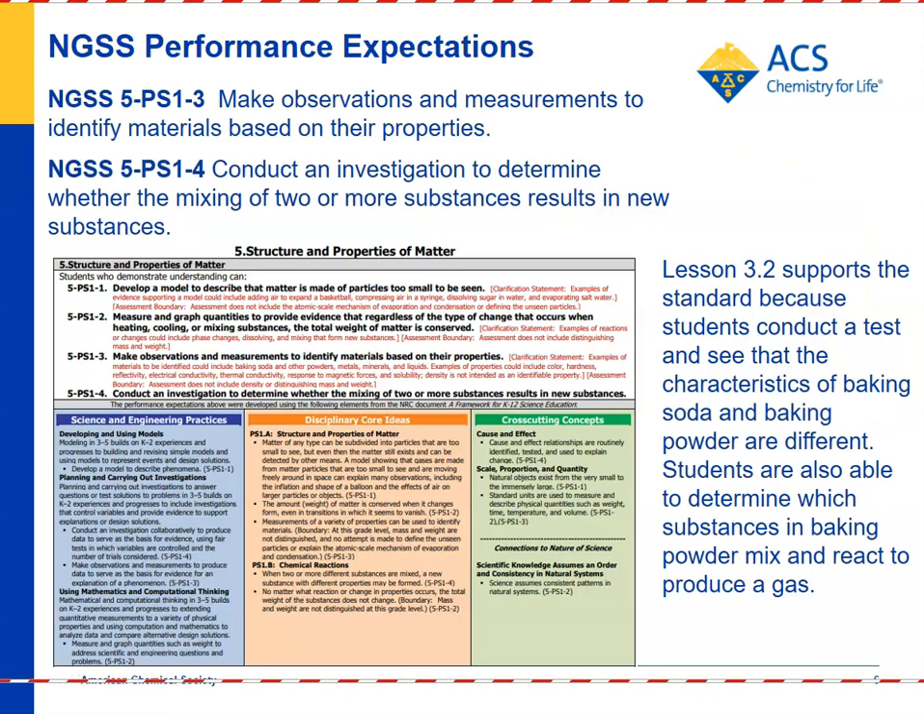For the NGSS standards 5-PS1-3, make observations and measurements to identify materials based on their properties, and 5-PS1-4, conduct an investigation to determine whether the mixing of 2 or more substances results in a new substance. Lesson 3.2 supports both of these standards because students make observations where they mix different substances and add water and see that a chemical reaction takes place, and therefore they can figure out which substances have the properties of reacting to form a gas. And they also see that they added a liquid and a solid and produced a new substance, that a chemical reaction must have occurred.